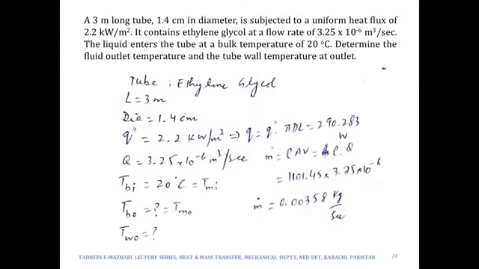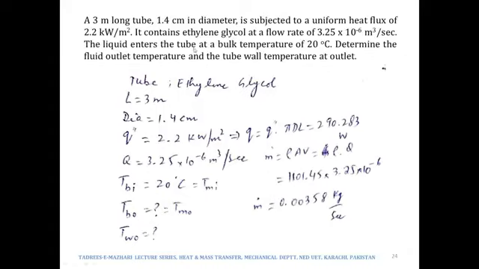It is a 3-meter long tube which is 1.4 centimeter in diameter, subjected to a uniform heat flux. So it is a problem of uniform heat flux of 2.2 × 10^3 watts per square meter. It contains the fluid ethylene glycol. So we need to find out the properties of ethylene glycol at a flow rate of this much. So that is Q, because it has the units of cubic meter per second. So it is volume flow rate and not the mass flow rate. We can convert volume flow rate into mass flow rate very easily.